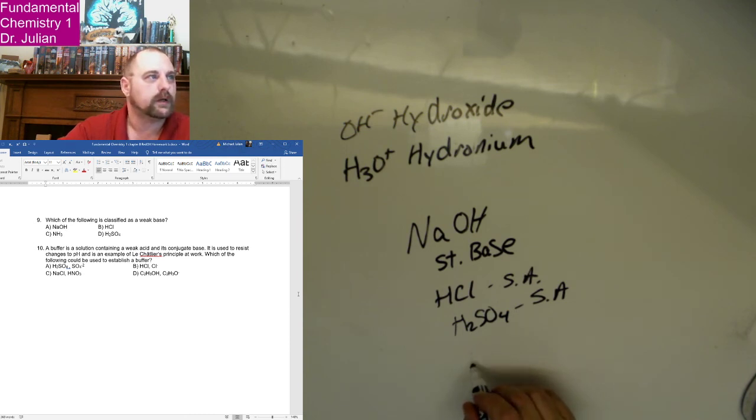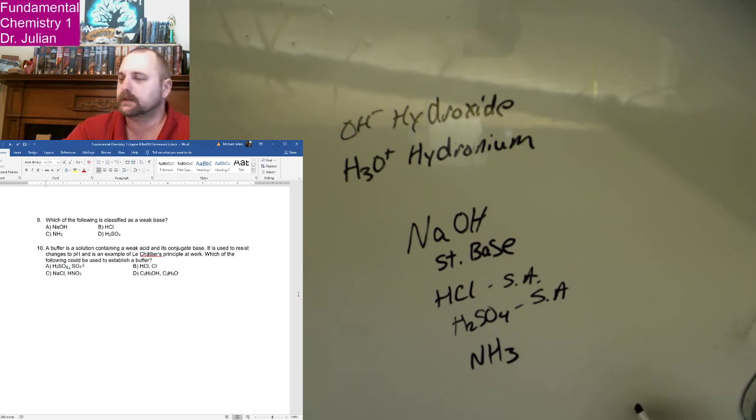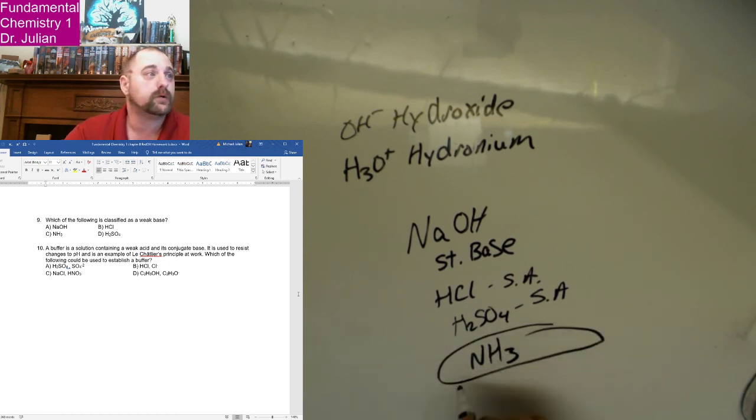Don't drink it though. So that leaves us NH3. NH3 is then our weak base, and that was our classic example I want you to know for the weak base. All right, so a buffer is a solution containing a weak acid and its conjugate base, used to resist changes to pH. It's Le Chatelier's principle at work. So you've got both of them.